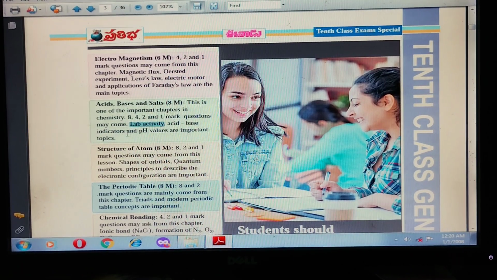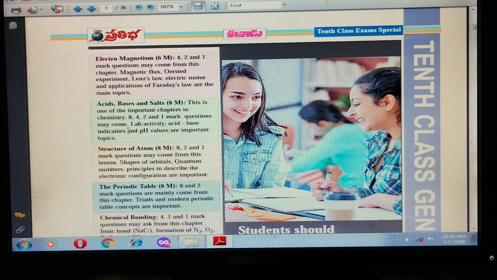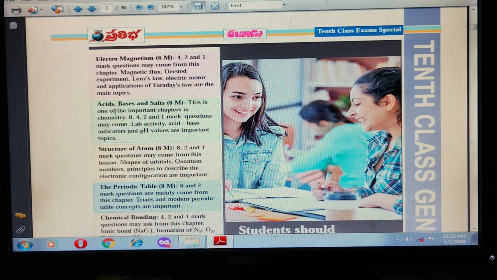And pH values are important topics in acids, bases and salts. Not only that, students also have to practice more the salts, their common names, chemical names and chemical formulas from this chapter, acids, bases and salts.